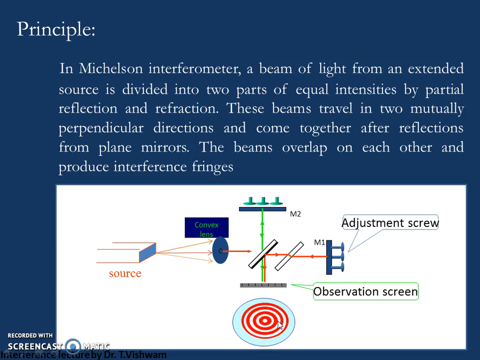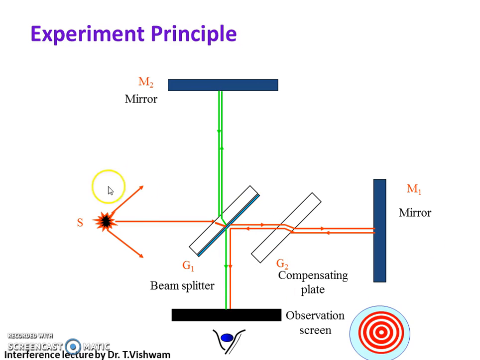So let us look at the construction part. Here, this is the source, a monochromatic light source. The light coming from the source is incident on the beam splitter. The beam splitter is a glass plate which is kept at 45 degrees with respect to the mirrors M2 and M1. These are plane mirrors. The back side of this glass plate is coated with silver. This coating is small, a partial silvering.